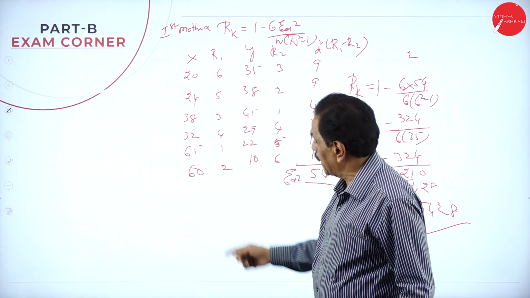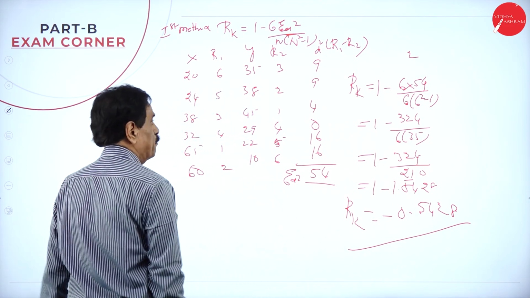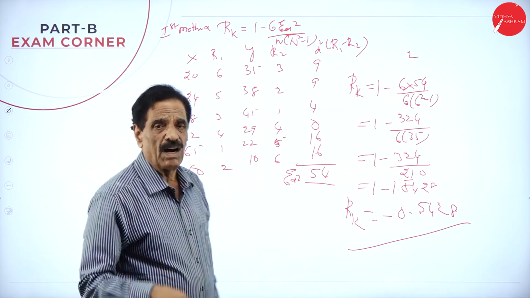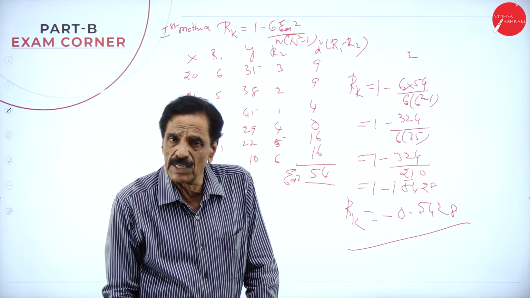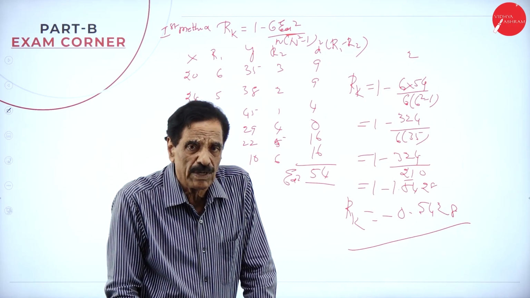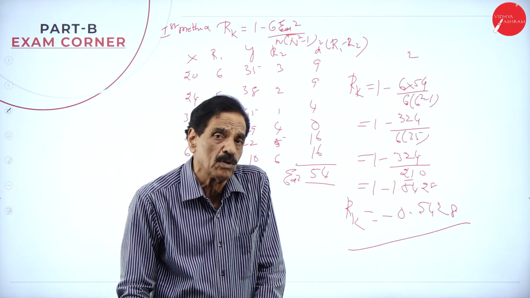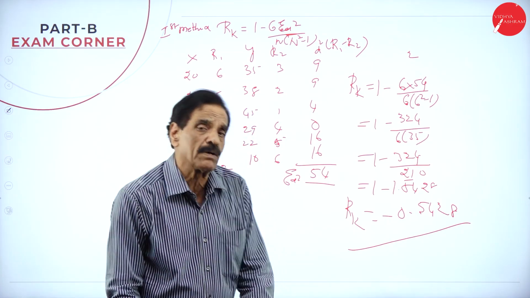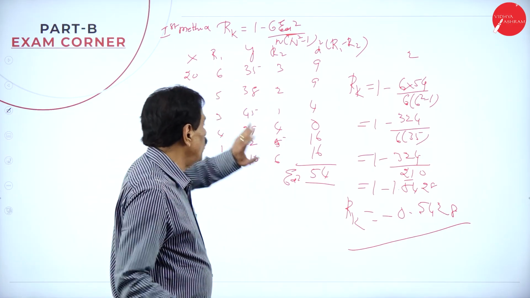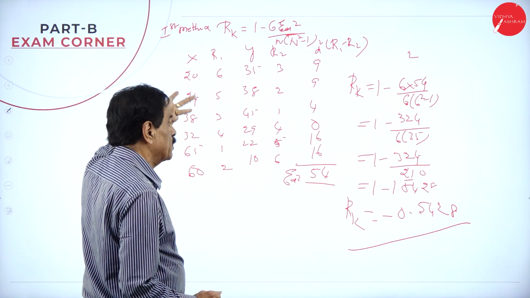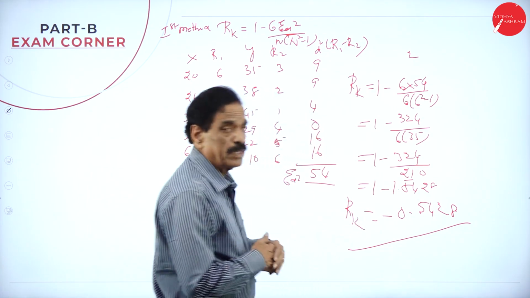So this you have to apply when individual ranks are given. If the ranks are repeated, then Rk is equal to 1 minus 6 sigma d square plus 1 by 12 into m cube minus m, added for each number of times, divided by n into n square minus 1. If the ranks are only individual numbers and not repeated, you have to go with the first one.